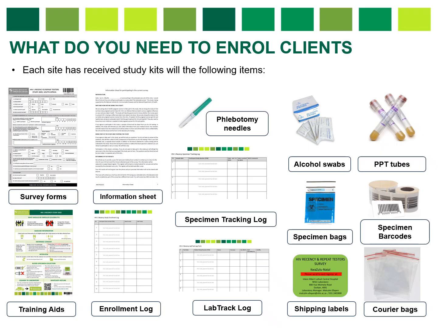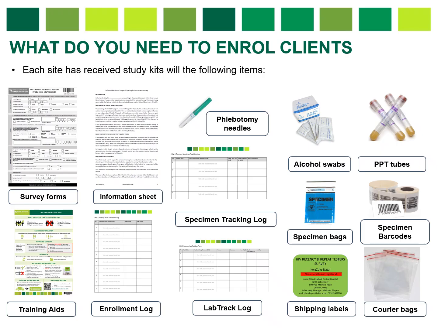There are also then 2 packs of tracking logs. These are different tracking logs. One is a specimen tracking log. The other one is a LabTrack log, which we'll discuss later. We then also provided you with supplies to take the samples. So this includes phlebotomy needles, alcohol swabs, and the special tube specific for the study, which is called a PPT tube. This is like an EDTA tube, but you'll notice that it's got a gel plug that helps when we do centrifugation. We also provide you with specimen bags to put the specimen in.